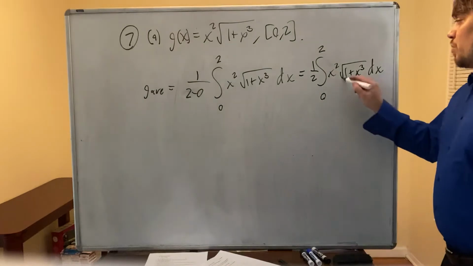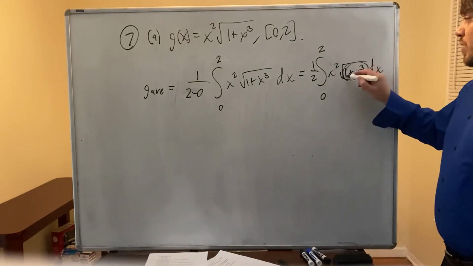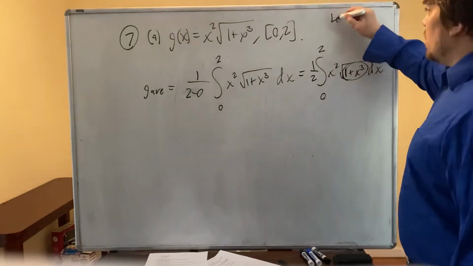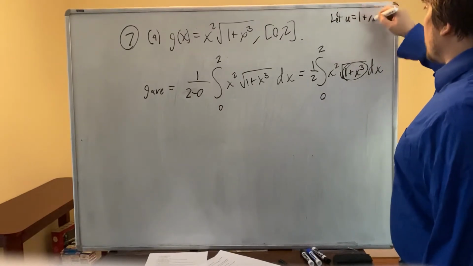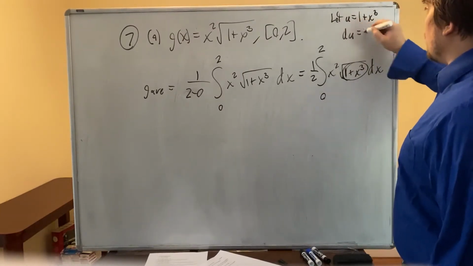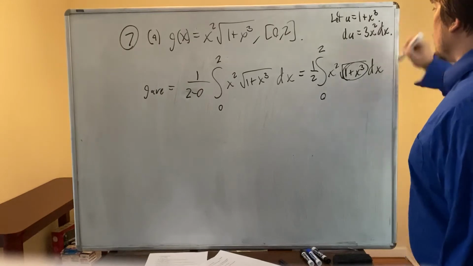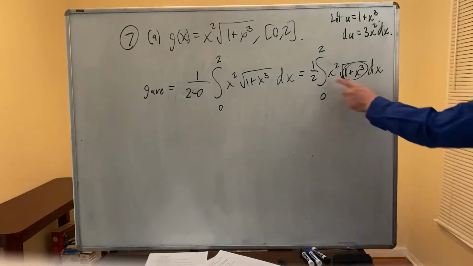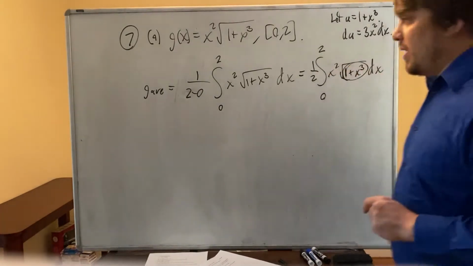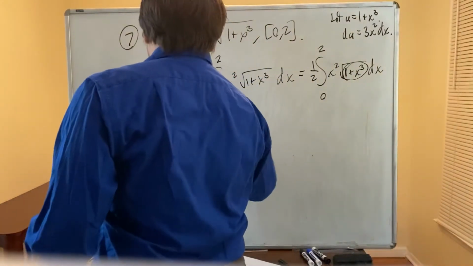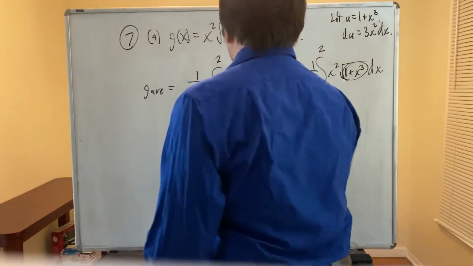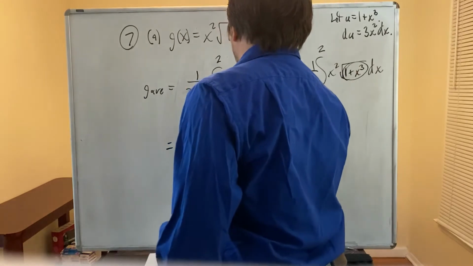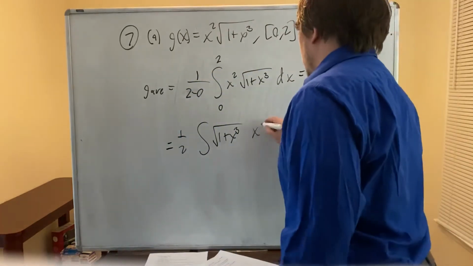So what's weird here is the 1 plus x cubed and the square root. So we'll let u equal 1 plus x cubed. du is 3x squared dx. So we have x squared dx, we don't have a 3, so I'm going to have to add that in. So this is equal to 1/2, times, I'm going to rearrange the terms, the square root of 1 plus x cubed. I have an x squared dx here.